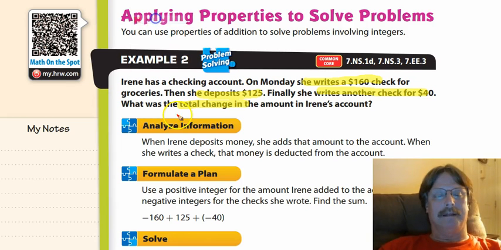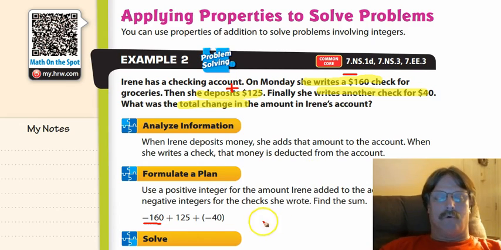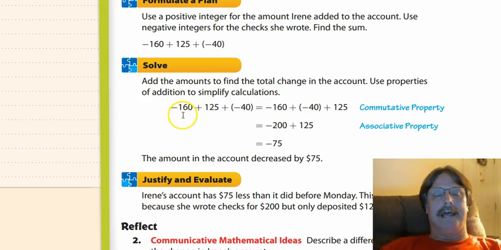So here's the 160. Write means to take money out of your account. When you deposit, you're going to add money into your account. So that's a positive 125. And then again, she wrote another check for 40, so that's negative 40. So we have negative 160 plus 125 plus negative 40.